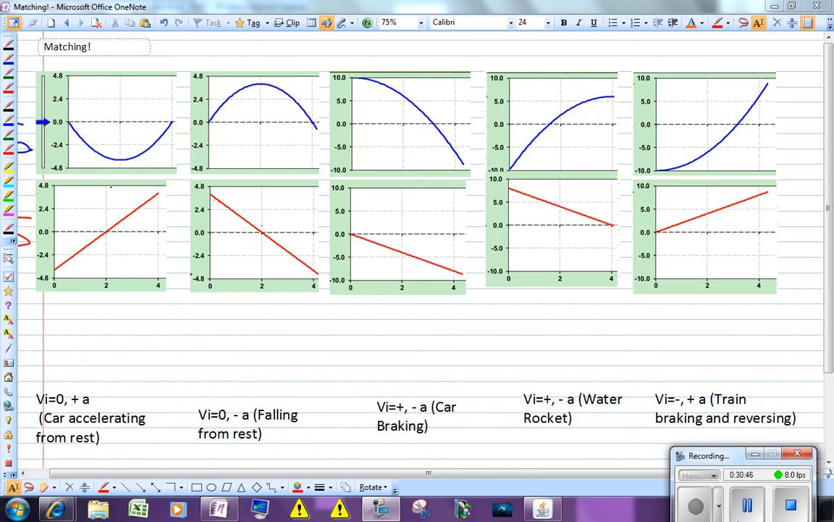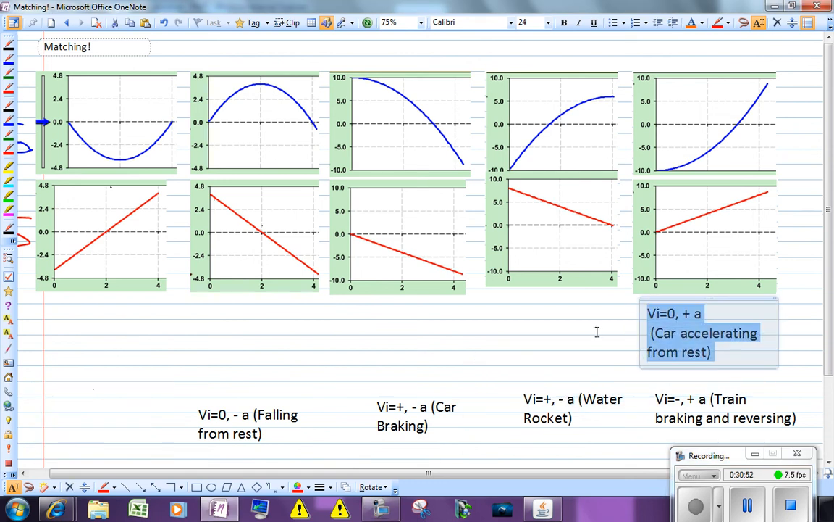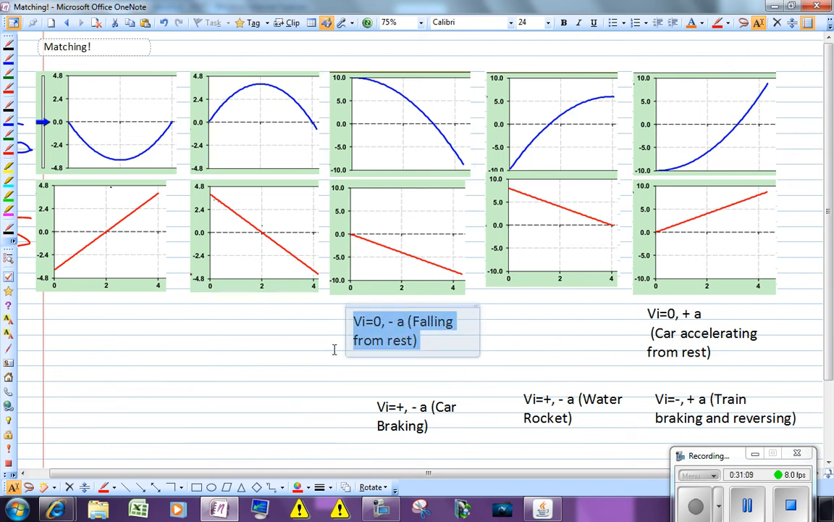So car accelerating from rest, that's this one over here. Notice initial velocity 0, positive acceleration. Slope is 0, slope is very positive. Initial velocity 0, falling from rest. That's going to be this over here. Notice the value of the velocity starts off at 0 and it has a negative acceleration, negative slope. And from the dt graph, the slope of the dt, the velocity is 0 and gets very negative.